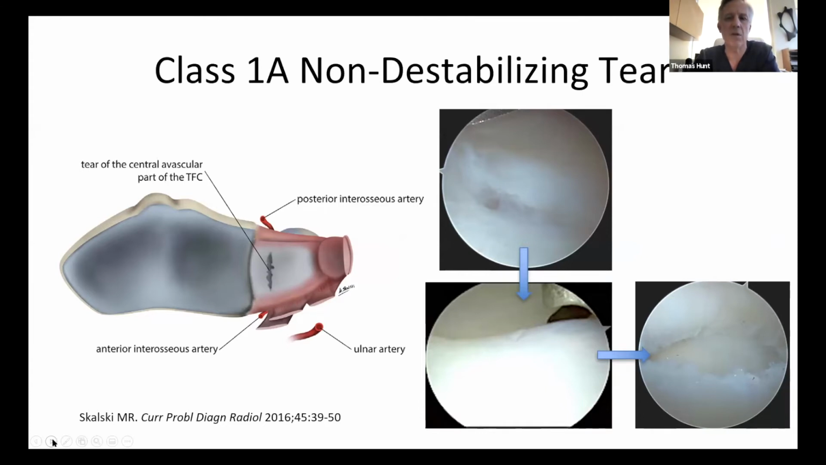You can see on the right series of images, top, that's what you see at the time of arthroscopy, looking through the dorsal 3-4 portal. It's amenable to debridement, as you see in the bottom, and then complete debridement on the bottom right. And this patient returned to her normal activities. Next, please.